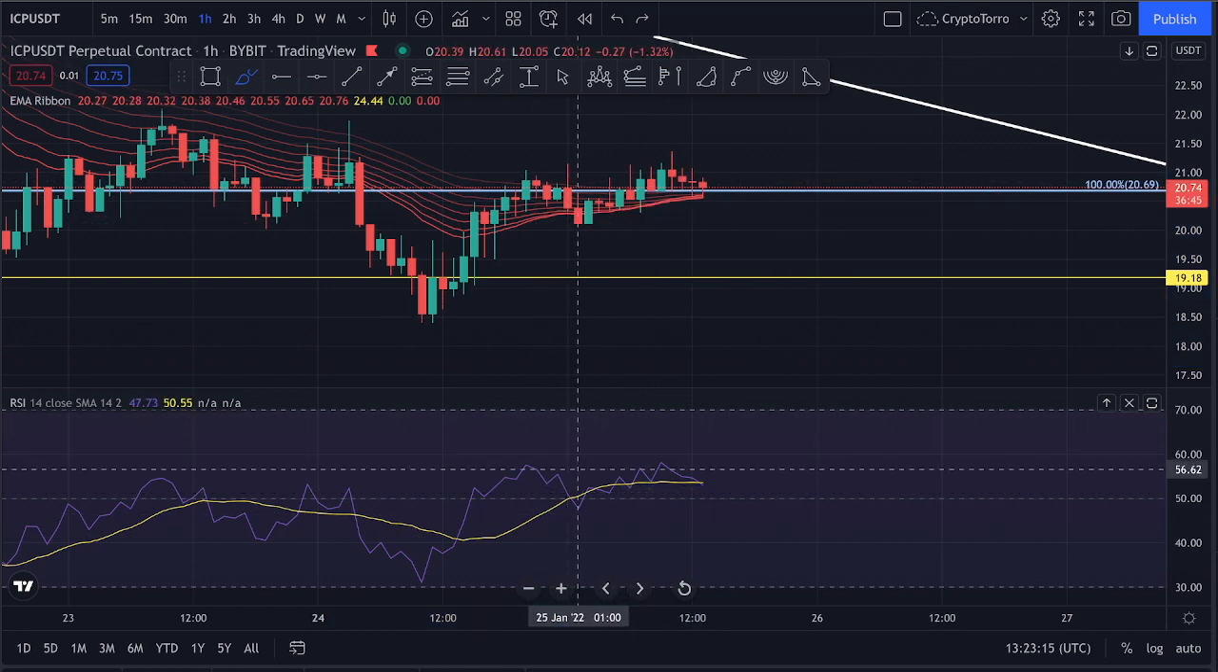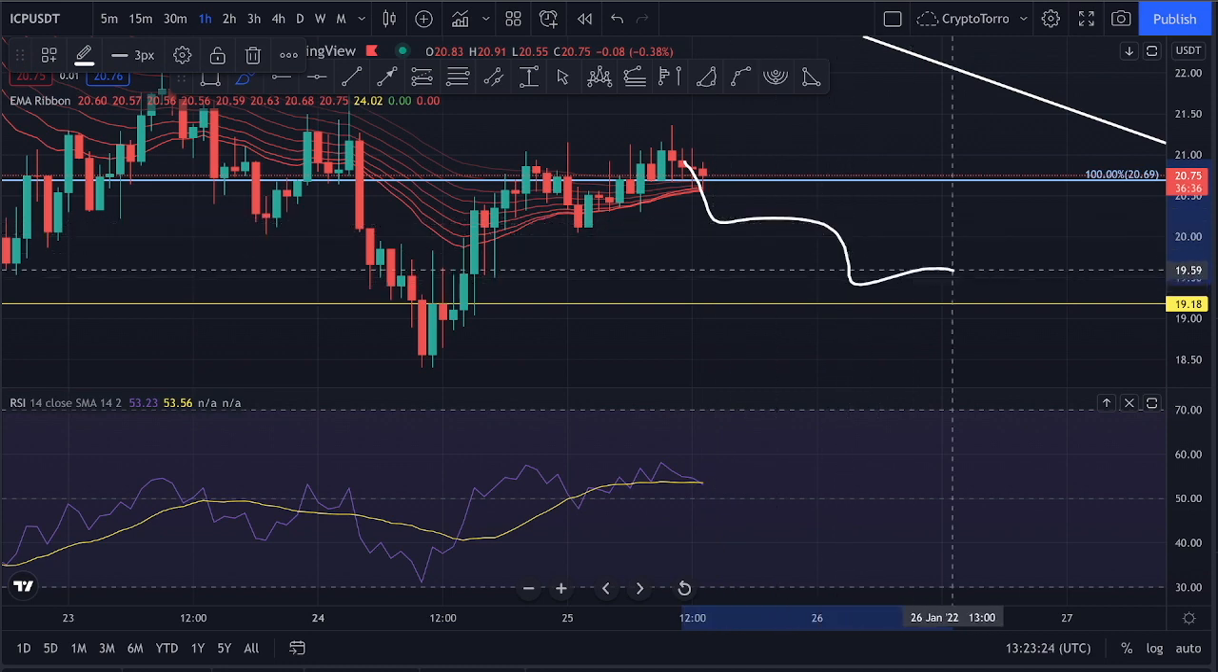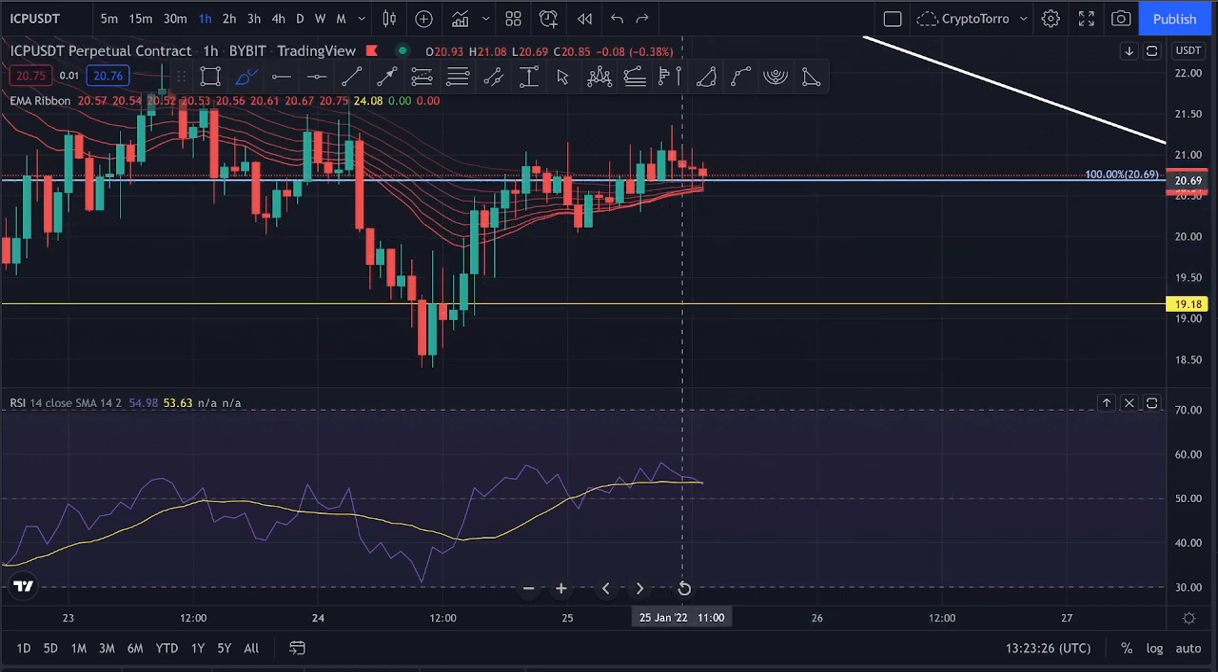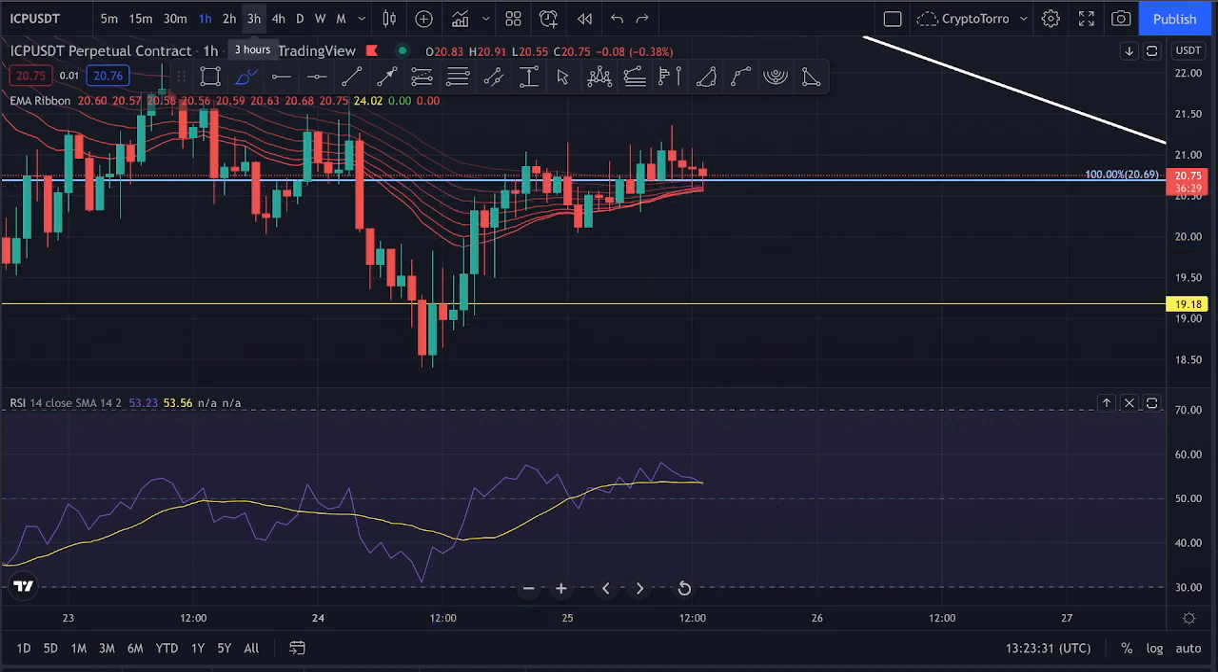But right now, I must say that both the 1-hourly and 4-hourly MACD do not look very bullish to me. So therefore, it might be a possibility that we are going to see a decline and not see any type of support being found on top of the 1-hourly EMA ribbon. Also, let's head towards the 4-hourly time frame.